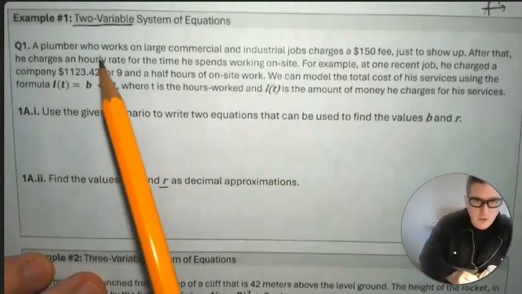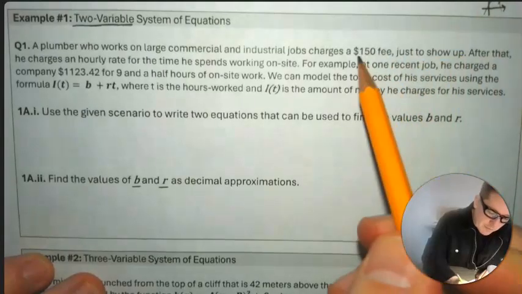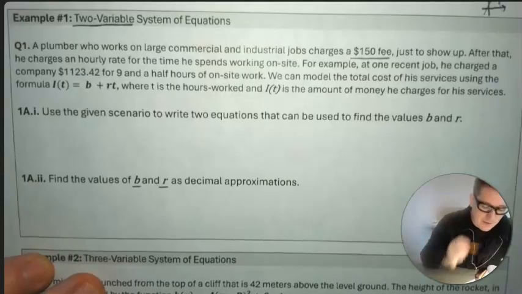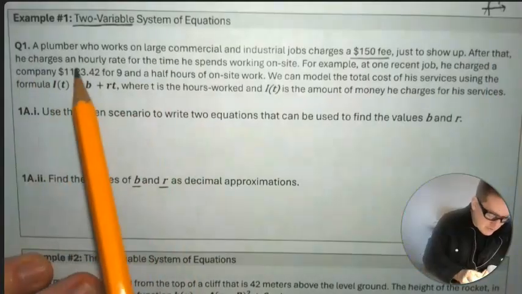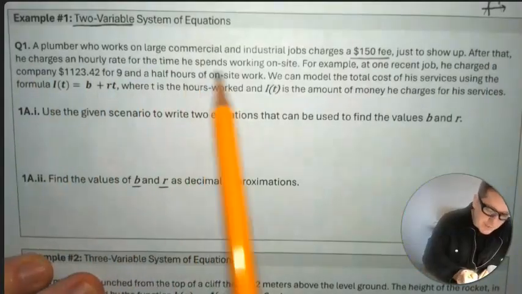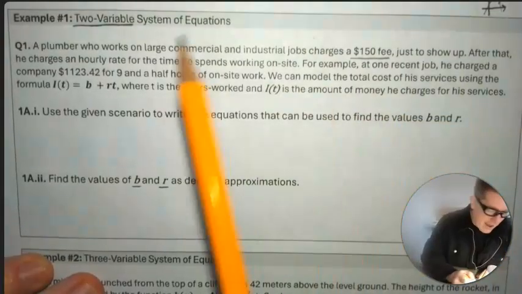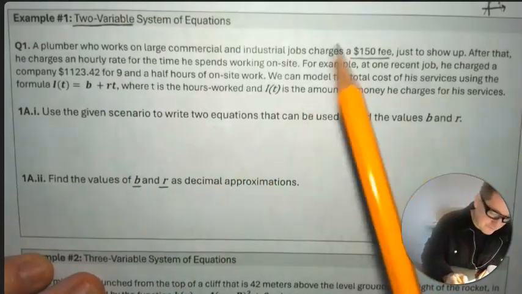There's a plumber who works on large commercial and industrial jobs. Okay, that means this plumber is expensive. He's doing a lot of important work for companies. It says just to show up, he charges a $150 fee. Okay, that will be important later to develop the system of equations. After that, he charges an hourly rate for the time he spends working on site. So he shows up, $150 already, and there's some sort of price he has per hour, and he didn't tell us what it was.